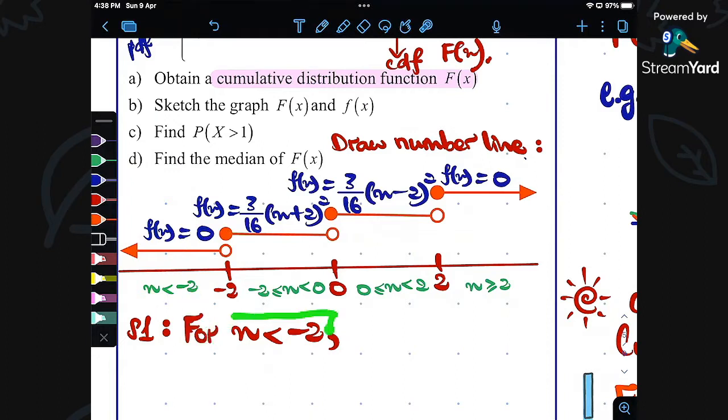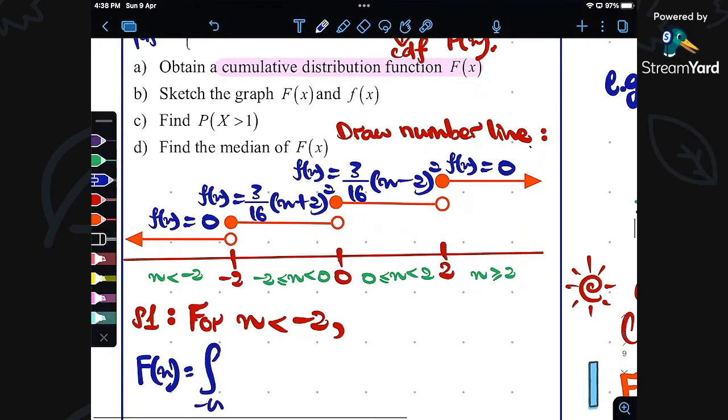You have to know how to write this. It is a must. So now we are trying to find big letter F. We will start with big letter F of x equals the integral from -infinity until x. Make sure you know this. This is important, until x. Why can't we write down -2?